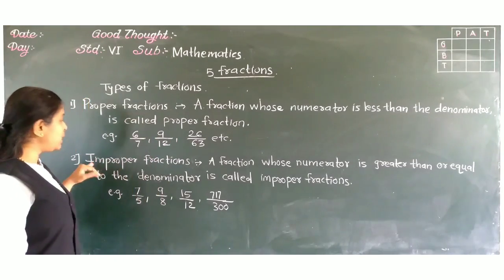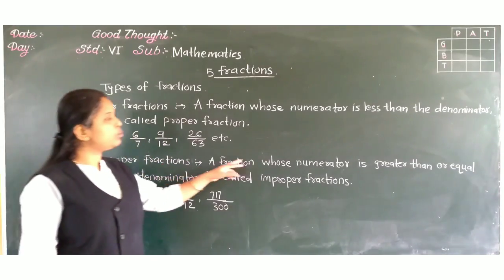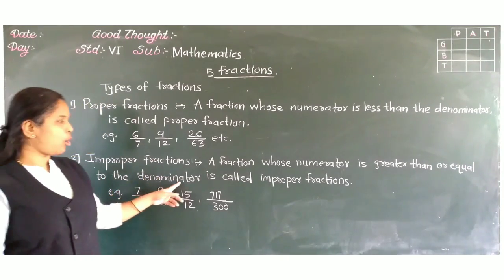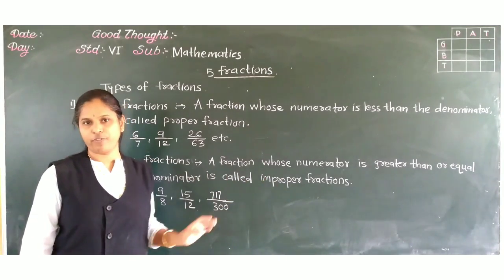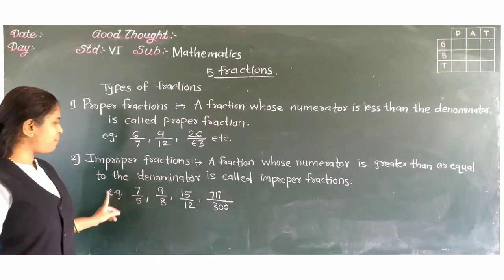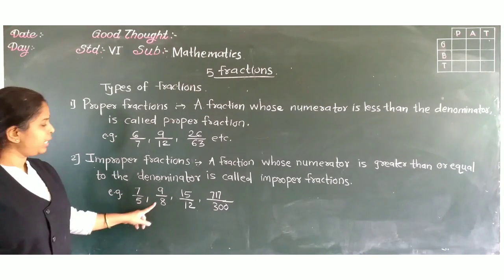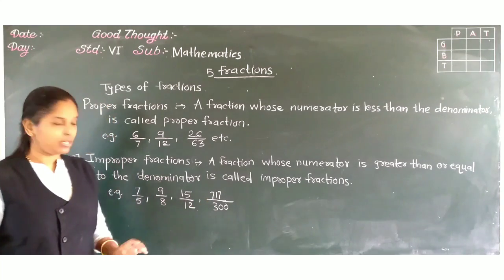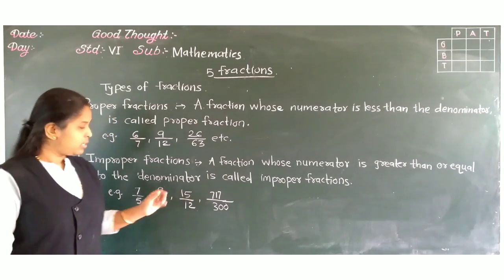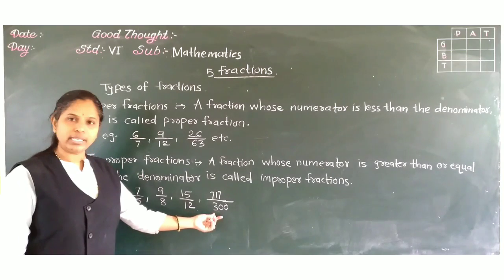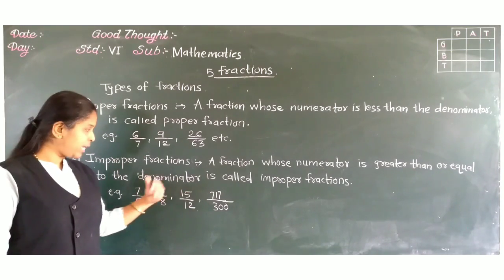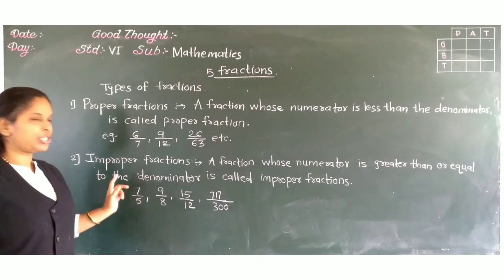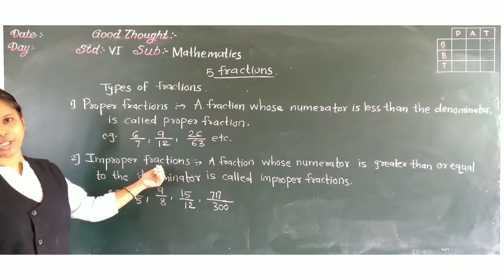Now what is meant by improper fractions? A fraction whose numerator is greater than or equal to the denominator is called an improper fraction. Okay. For example, 7 upon 5, 9 upon 8, 15 upon 12, or for example 17 upon 20. Now look at all these fractions. See, the denominators are less than numerators, or we can say numerators are greater than denominators. So such fractions are called improper fractions.